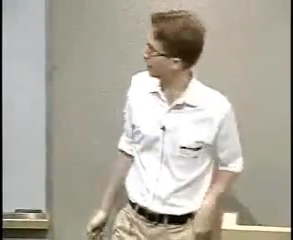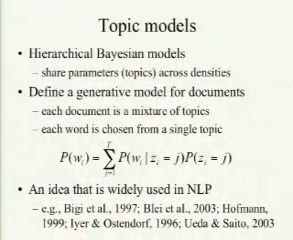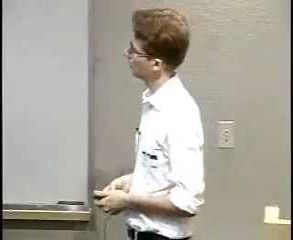So topic models are basically a kind of probabilistic generative model for documents. It's a hierarchical Bayesian model, which means that we're going to assume that we've got lots of individual data sets and that there are going to be some parameters which are shared across those data sets. So in the case of a topic model, the data sets are going to be documents, and the parameters that are going to be shared are going to be the topics that appear in those documents.